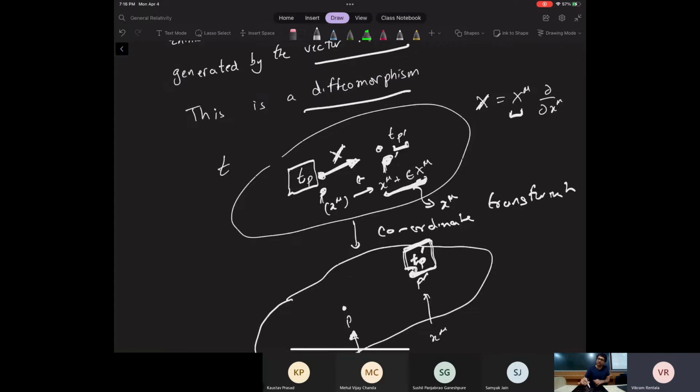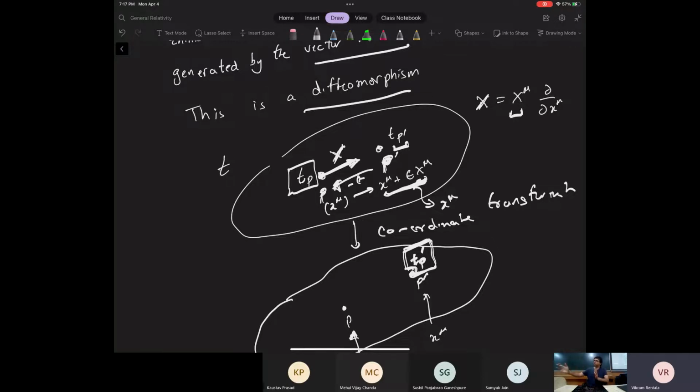Okay, so we're thinking about the inverse flow where P prime gets flowed under minus epsilon and gets moved to P. As P prime gets moved to P, TP prime gets moved to the point P. This is TP prime moved to the point P through a coordinate transformation. You can think of it as either happening through a coordinate transformation, or happening through this flow. That's what a diffeomorphism is.